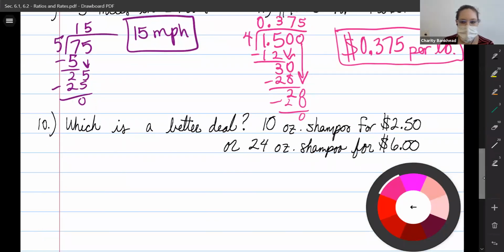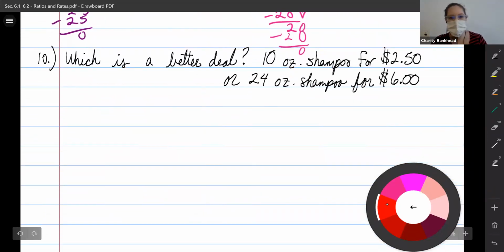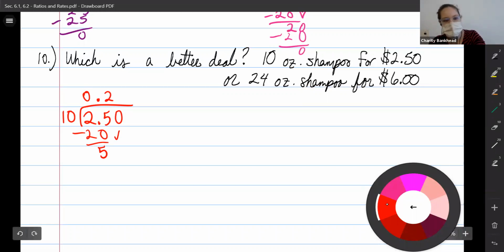All right. So which of these is a better deal? 10 ounces of shampoo for $2.50 or 24 ounces of shampoo for $6? To answer that question, I'm just going to calculate the unit price of each one. So 10 into 250. 10 can't go into 2, so you put a 0 right there. 10 goes into 25 2 times. 2 times 10 is 20. So that's exactly 25 cents per ounce.